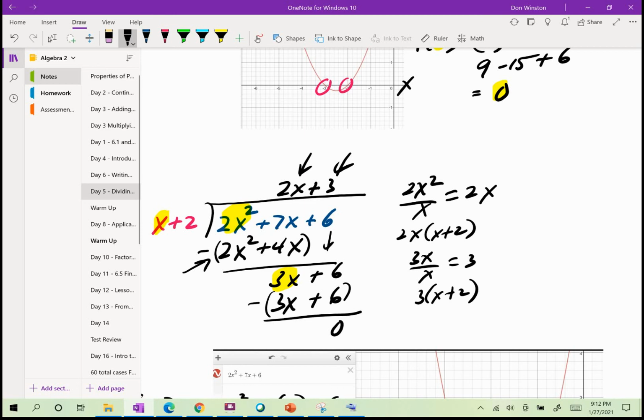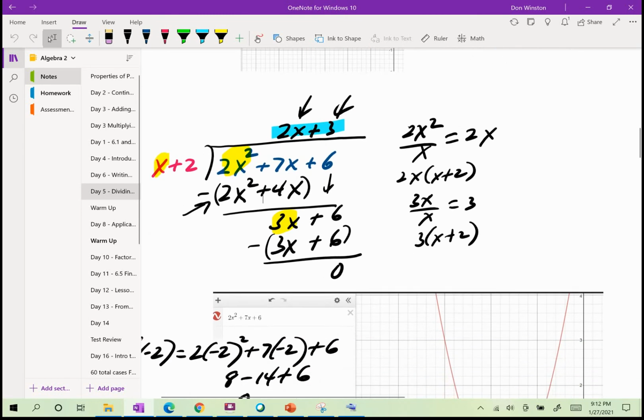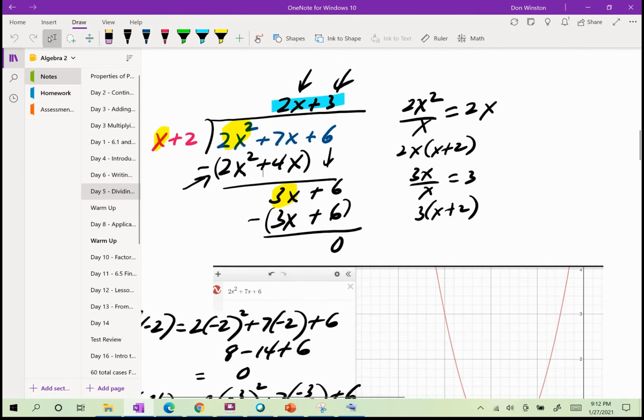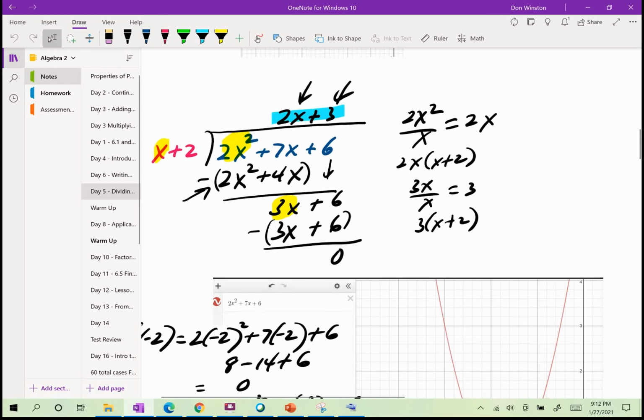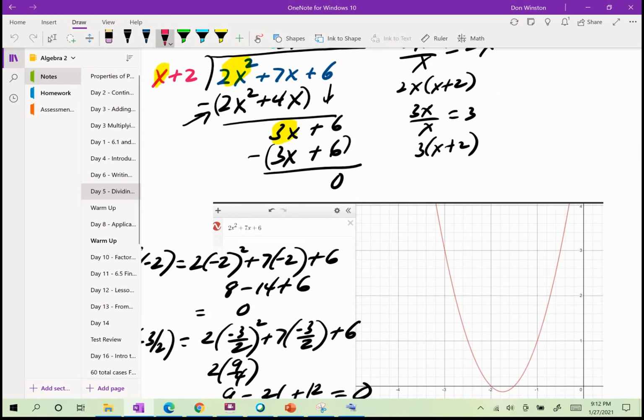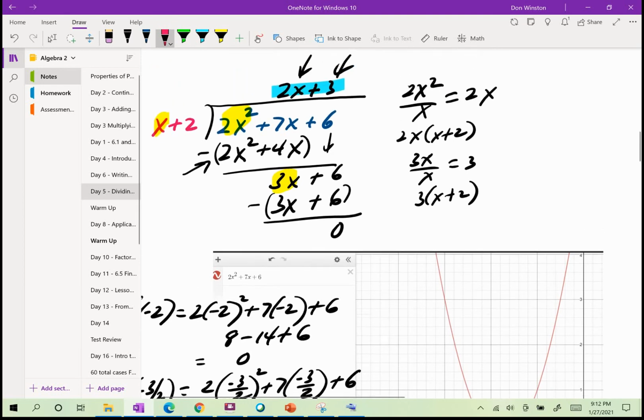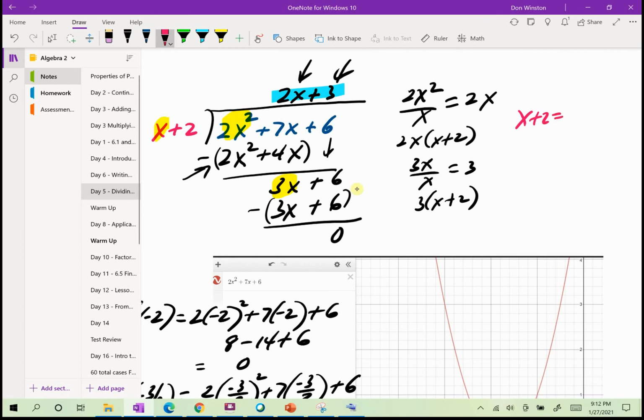Not only is x plus 2 a factor of 2x squared plus 7x plus 6, but also 2x plus 3 is a factor. If I take 2x plus 3 and multiply it by x plus 2, I'll get 2x squared plus 7x plus 6. If I looked at the graph of 2x squared plus 7x plus 6, I'll see I'll have a zero of negative 2. That makes sense because if I take my divisor x plus 2 and set it equal to 0, I'll get negative 2. That would be my zero of that factor x plus 2.